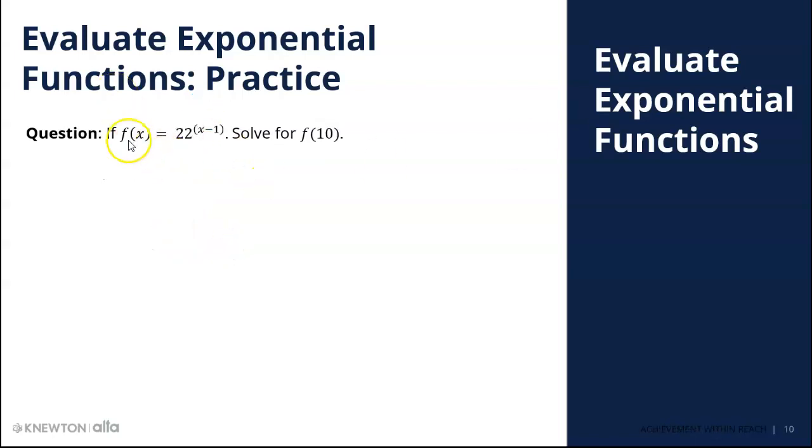Next, if f of x is equal to 2 to the x minus 1, solve for f of 10. F of 10 means you evaluate the function at x equals 10. That means you just have to substitute x here by 10. So replace x here by 10. So you have 2 to the 10 minus 1. So therefore, we have 2 to the 9th. And then just simplify it using your calculator.